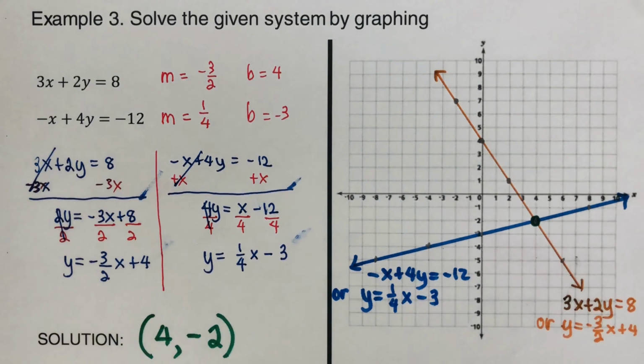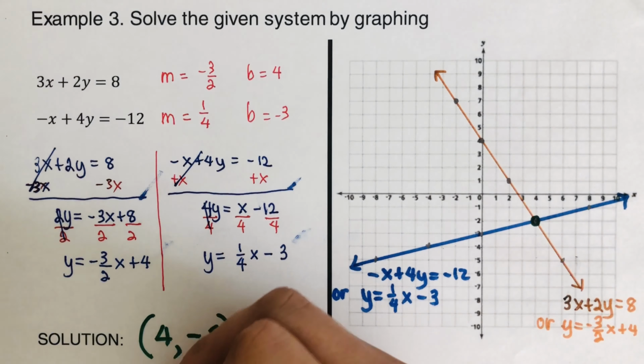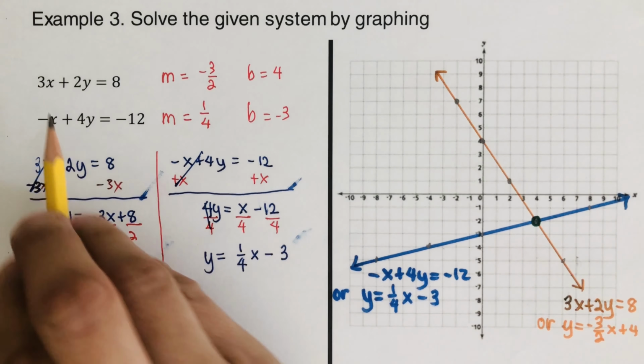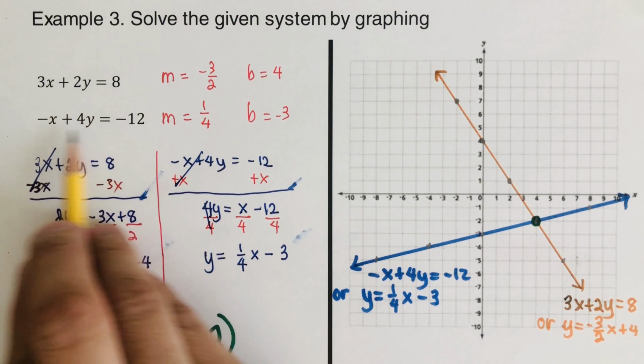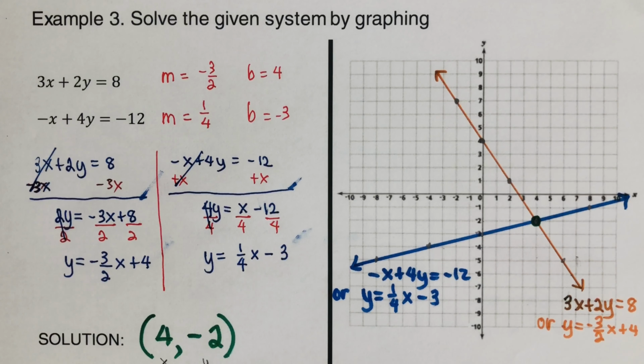So if you want to check this out, this would be our x and this would be our y. If we plug in the values of x and y over here, it would make the equation true. That means both sides of the equation would be equal to each other. Did you get the same answer as this?